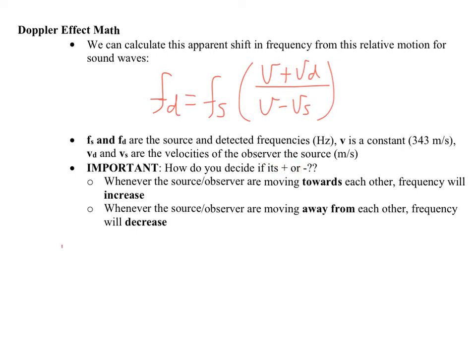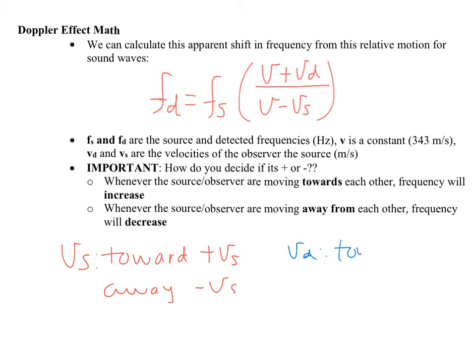Okay, so sign conventions in terms of these positives or negatives. If your source is moving toward, then it's a positive velocity. If it's moving away, then it's a negative velocity. And it's the same thing for your detector. If your detector is moving toward, you make it a positive velocity. If your detector is moving away, you make it a negative velocity.